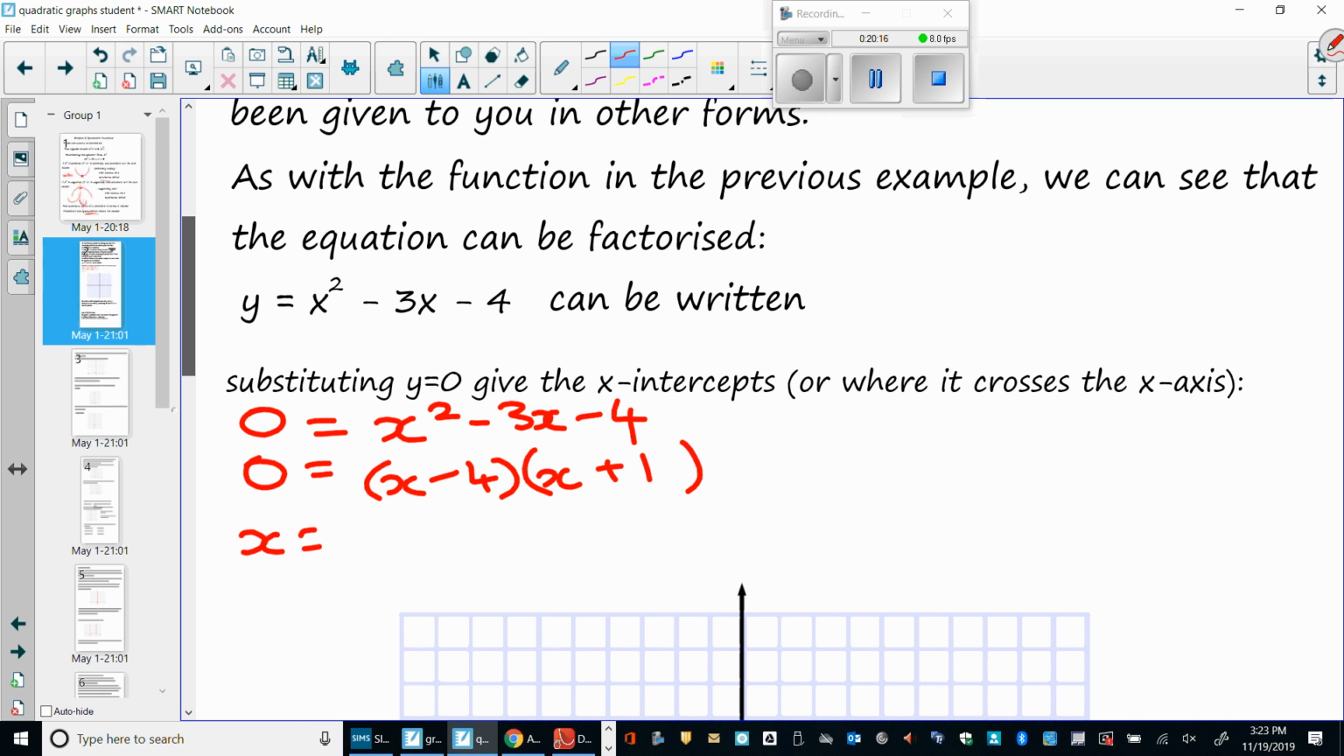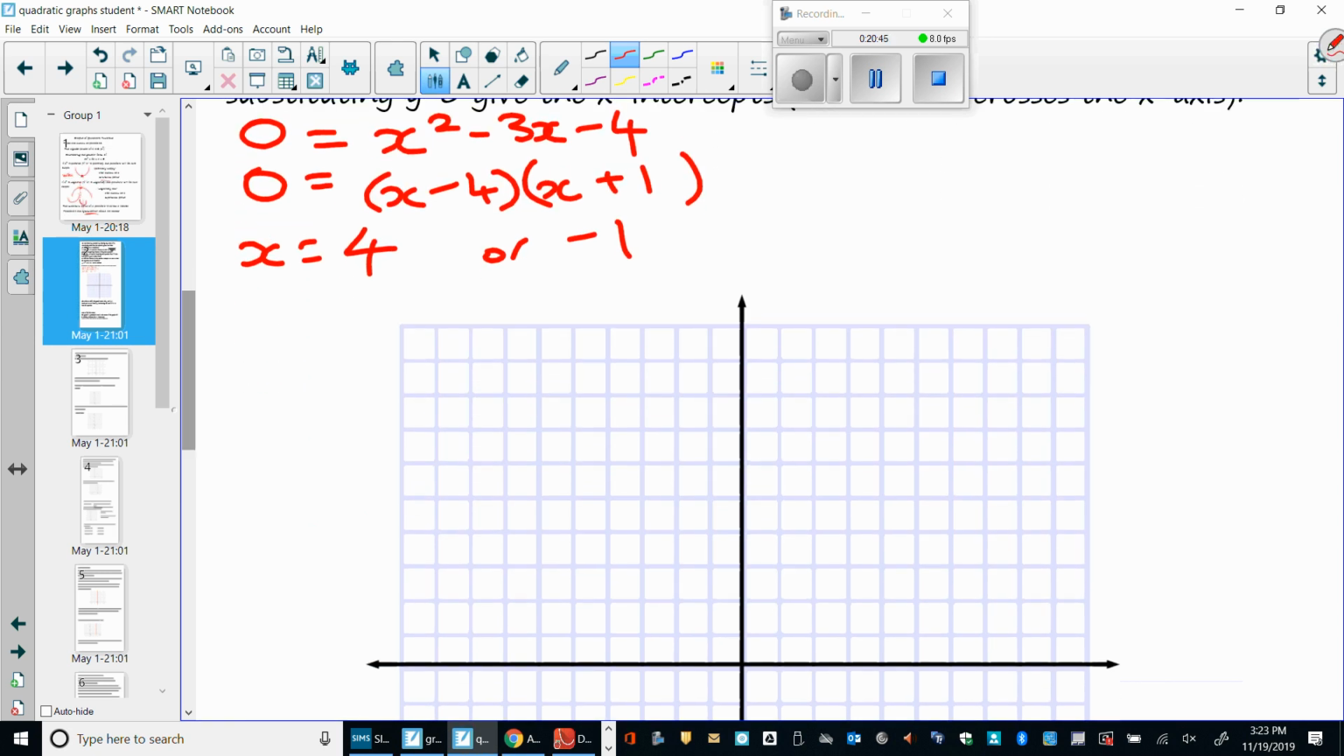Careful. It's the opposite value. So if this was an x minus 4, we know that x is 4 is one of the values. And if x plus 1, it means that negative 1 would be one of the values. So x is 4. The calculator gives the answer. Perfect. Alright, so that means that I know it's going to cross the x-axis at those values.